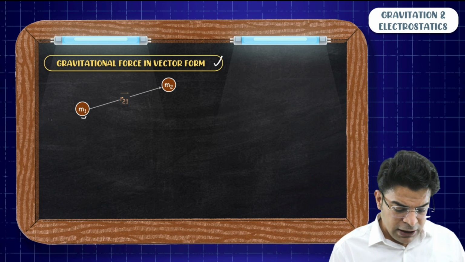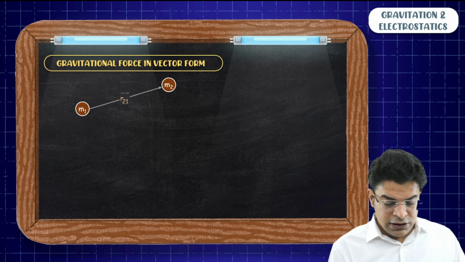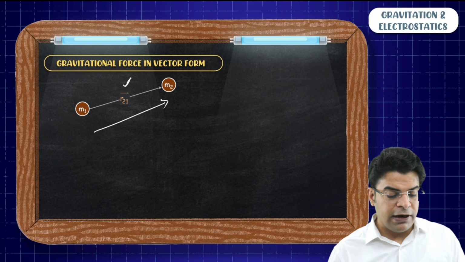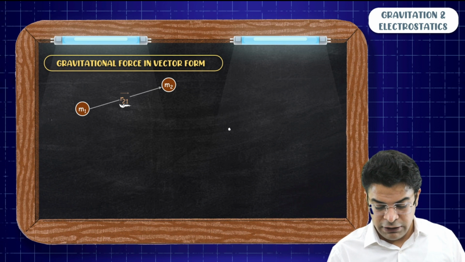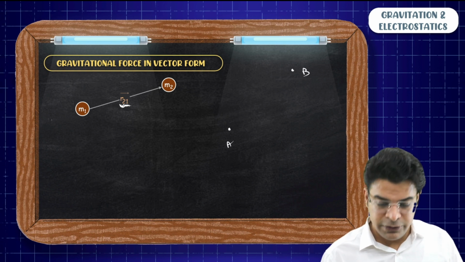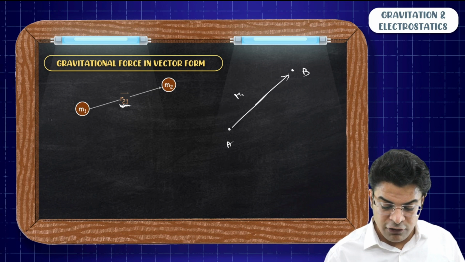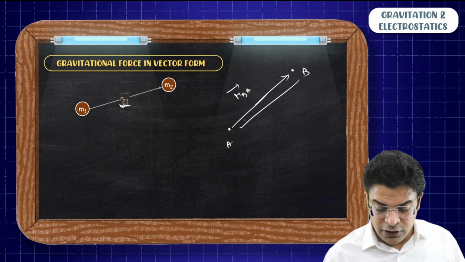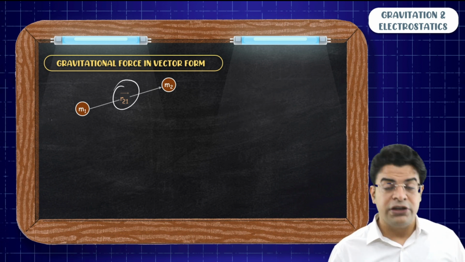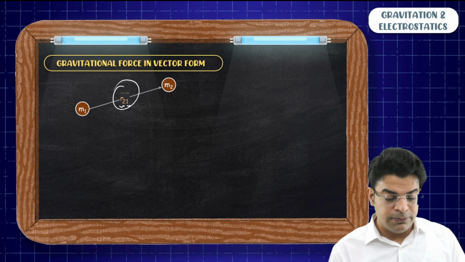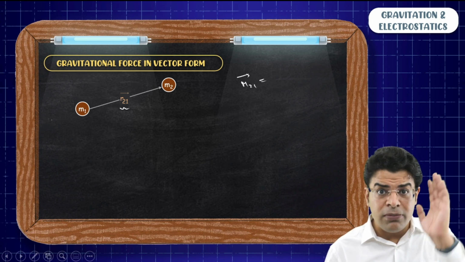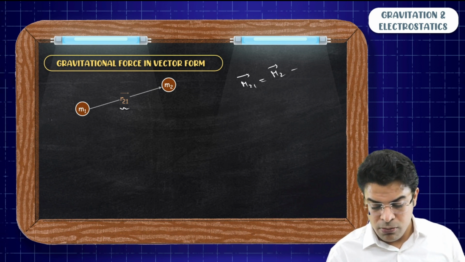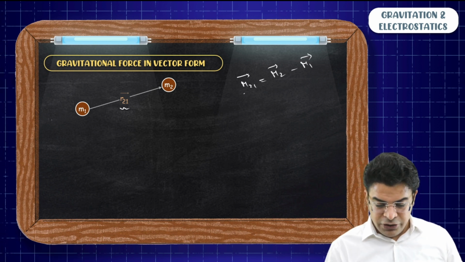If you have two masses m1 and m2, this vector represents the position vector of mass 2 with respect to mass 1, position vector of 2 with respect to 1. If you have point A and point B in space, this vector represents the position of B with respect to A, and this vector represents the position vector of A with respect to B, right? So here, this vector represents the position of mass 2 with respect to mass 1. R21 is what? Position of mass 2 with respect to mass 1, which will be nothing but position vector of 2 minus position vector of 1. That's the meaning of R21.